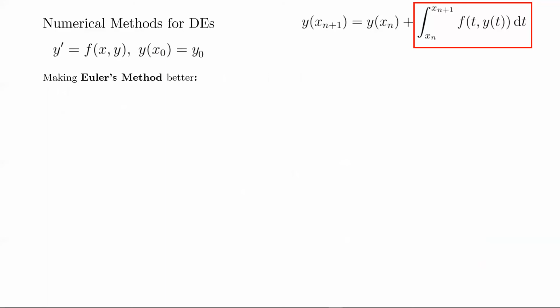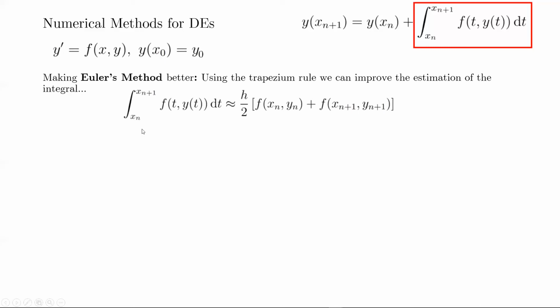So if we want to make Euler's method better, and by better I mean more accurate, we can use the trapezium rule to approximate this integral up here. So what we can say is that this integral from xn to xn plus 1 of the function f is approximately equal to the step size h over 2 times the function evaluated at xn, yn plus the function evaluated at xn plus 1, yn plus 1.